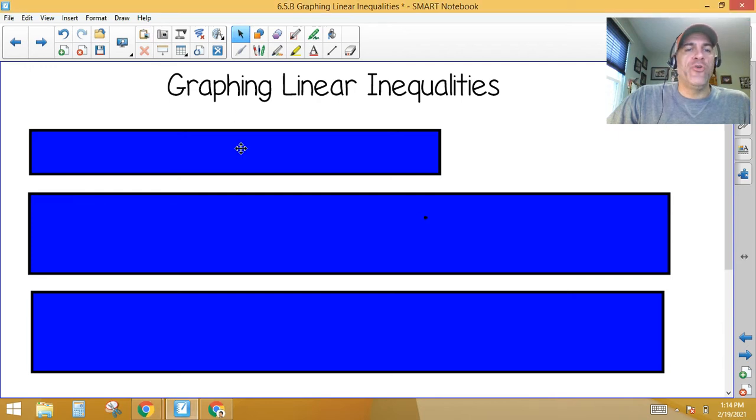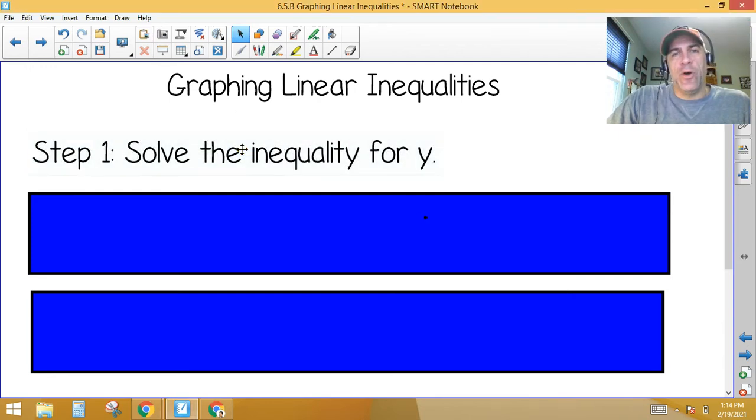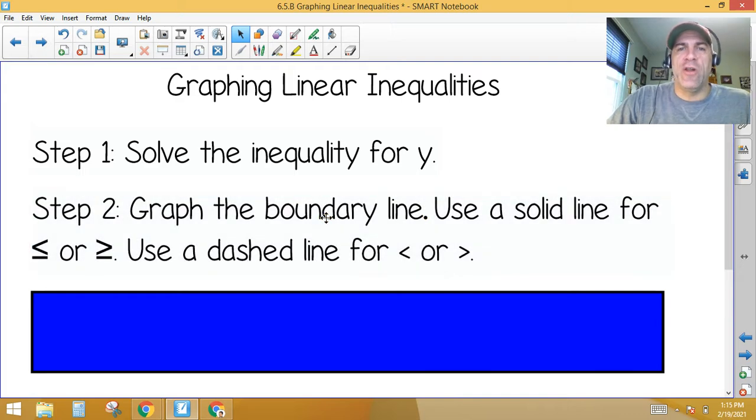Step one, we need to do what we learned last section, and that is solve the inequality for y. A lot of times it'll already be there, but you need to isolate your y. Be careful of flipping the signs if you're dividing or multiplying by negatives. Step two, you're graphing your boundary line. Your boundary line is AKA slope-intercept form. Your y-intercept and then your slope.